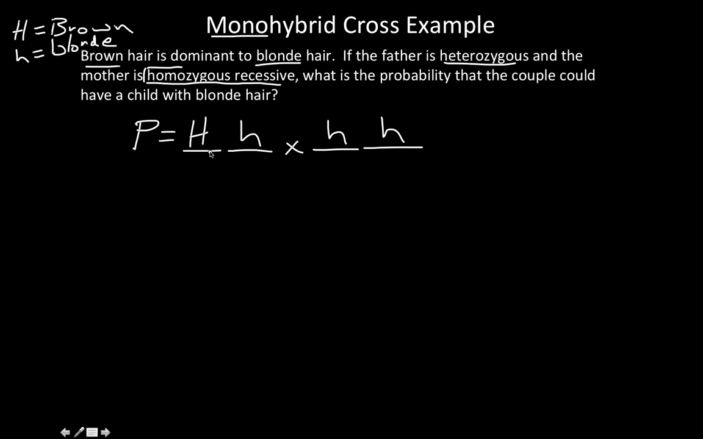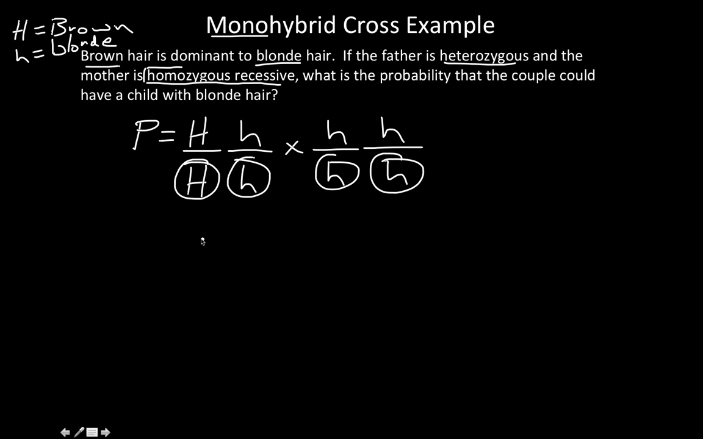gametes that each parent could make. Well, the big H can be in an allele and in a gamete, and the little h can be in a gamete. So those are the 2 gametes for this parent. The other parent's gametes would look like that.